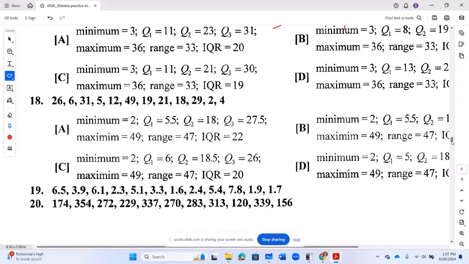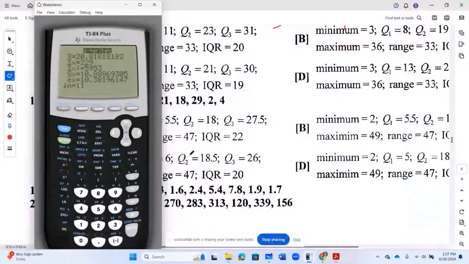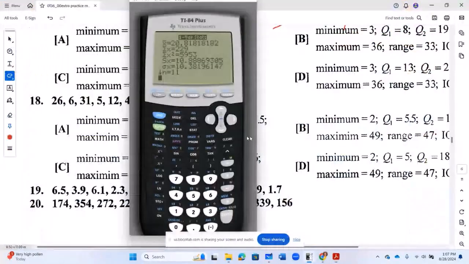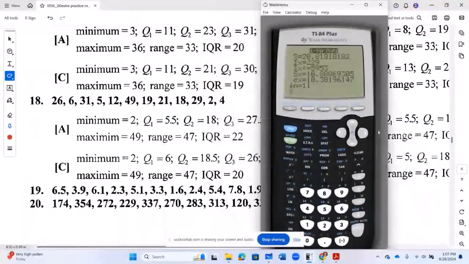So let's do number 18 together. I'm doing so many examples so that when you come back to watch this video, if you don't understand, go back and watch the video. And by the way, I'll make a video and send it to you on how to go and watch the video of the class sessions.